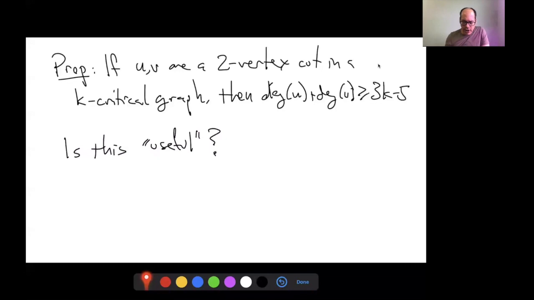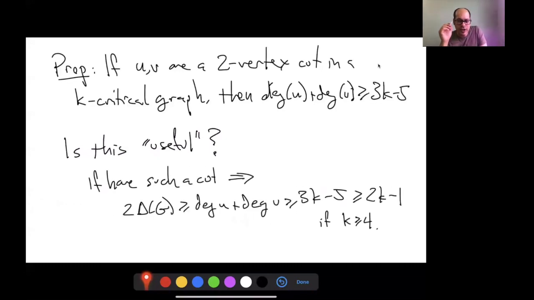For us, the important thing is that if we have such a cut, we're actually going to be able to prove Brooks' theorem. And here's why. Brooks' theorem is just going to say that k is no more than capital delta. That's what we're aiming for. We're aiming to show that the chromatic number is no bigger than capital delta. Well, twice capital delta is at least as big as the sum of the degrees of these two vertices, which by this statement is at least 3k minus 5.